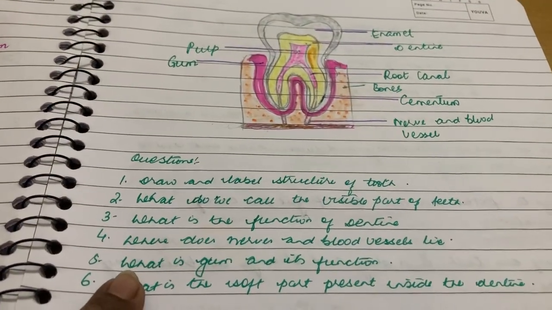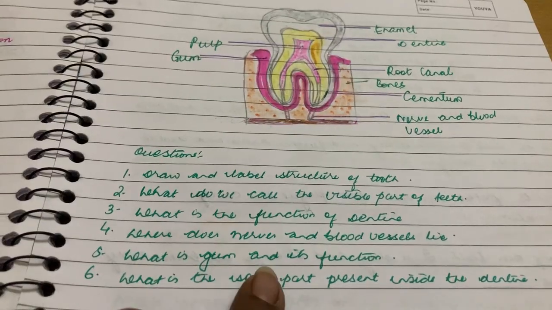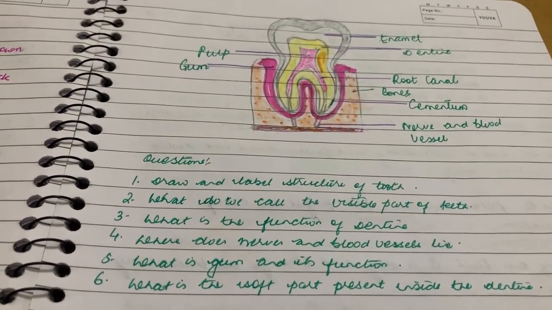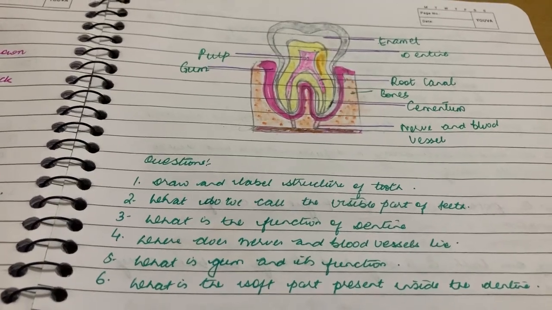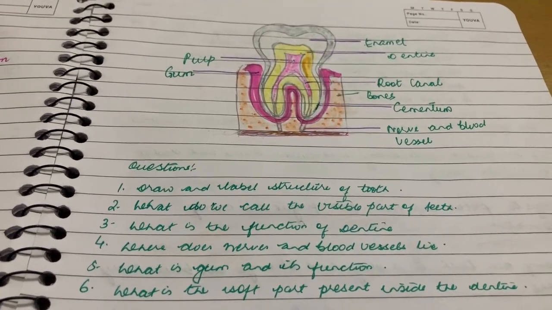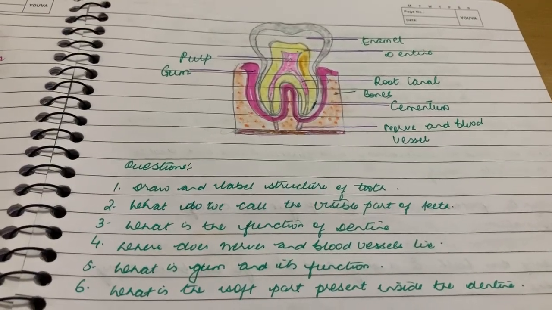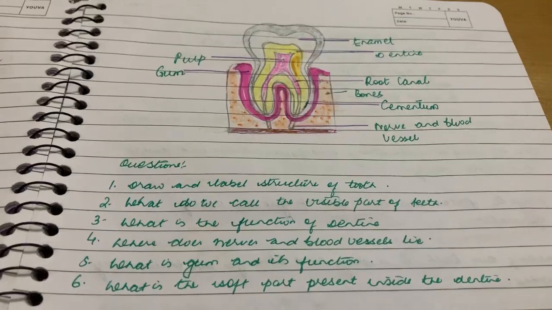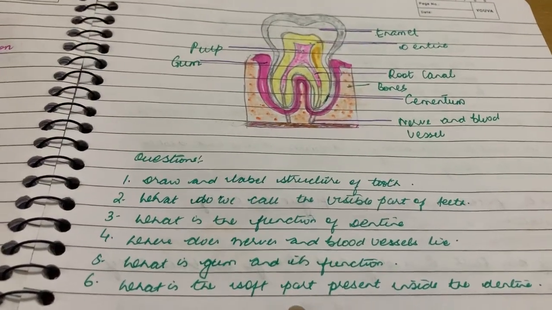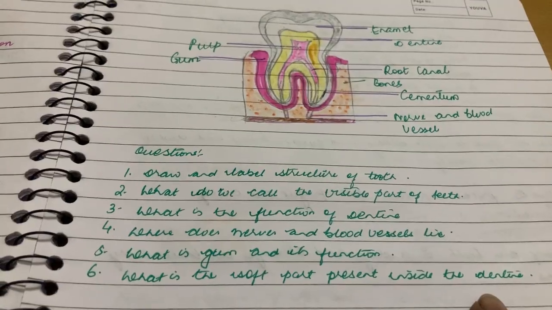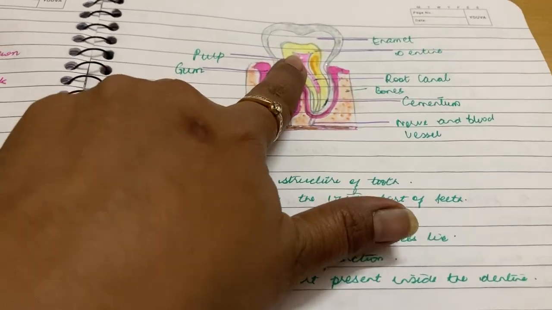Then what is gum and its function? So what is gum, my dear students? Gum is the soft tissue that surrounds the base of the tooth. And what is its function? Its function is to hold the teeth in place. Then what is the soft part present inside dentine? That soft part is the pulp cavity.